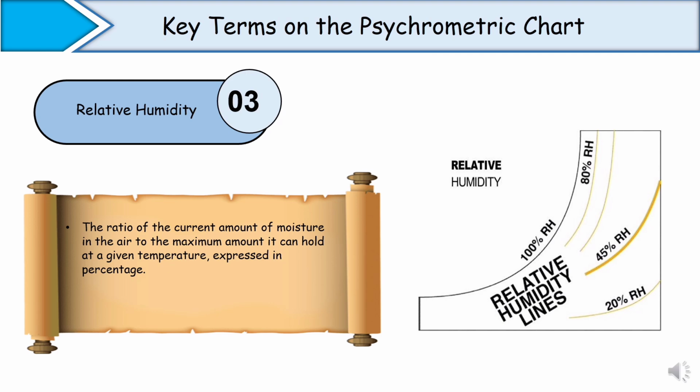Okay, simple. So now the curved line across the chart represents relative humidity. Can you see? In the psychrometric chart, this curved line represents relative humidity, and it is expressed in percentage, like 80% or 45%, whatever. This curved line represents relative humidity.